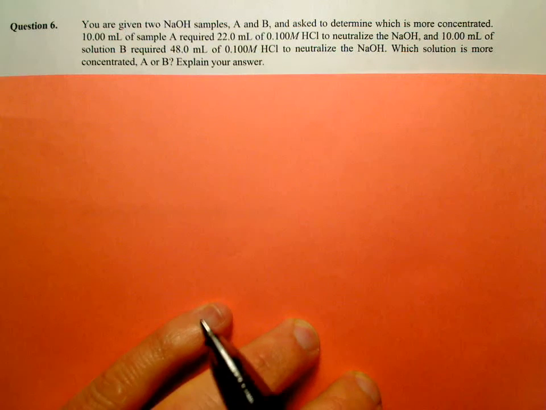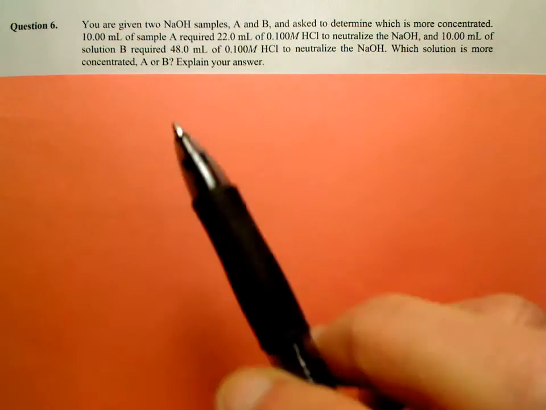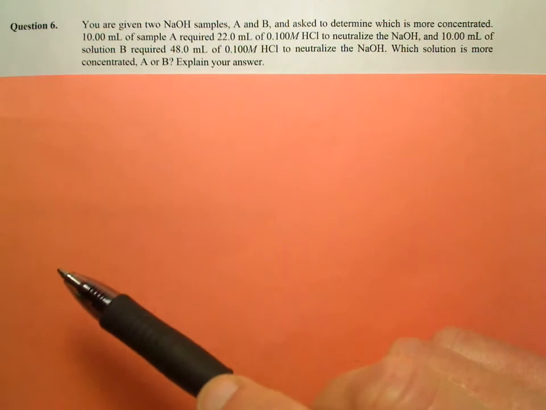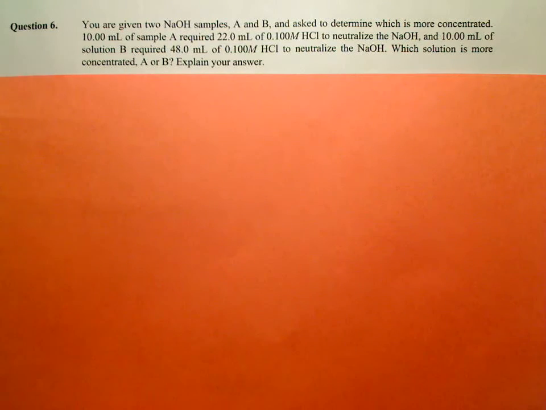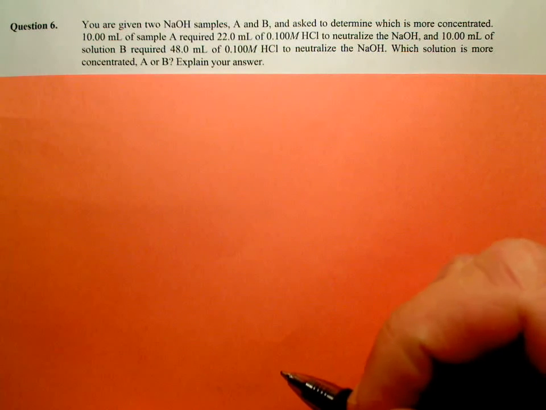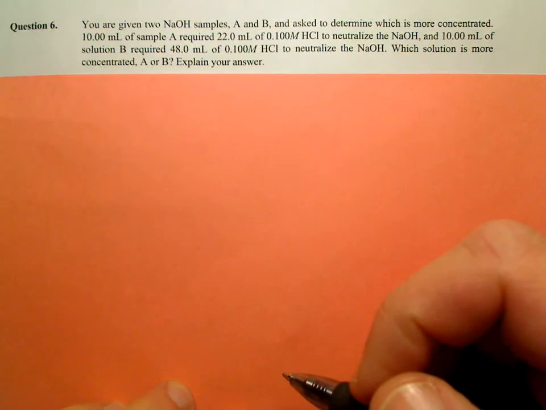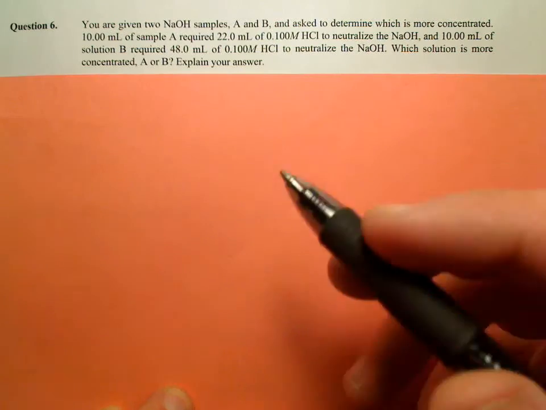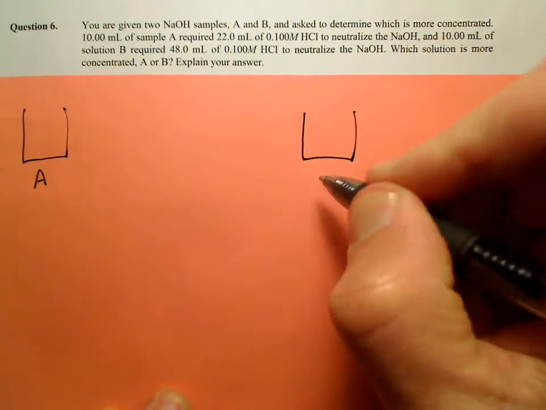All right, let's take a look at this one. We can do this one actually without doing any math if we wanted to, because the numbers are nice and round. So we have two samples, A and B, and they're both sodium hydroxide samples. So we have sample A and we have sample B.